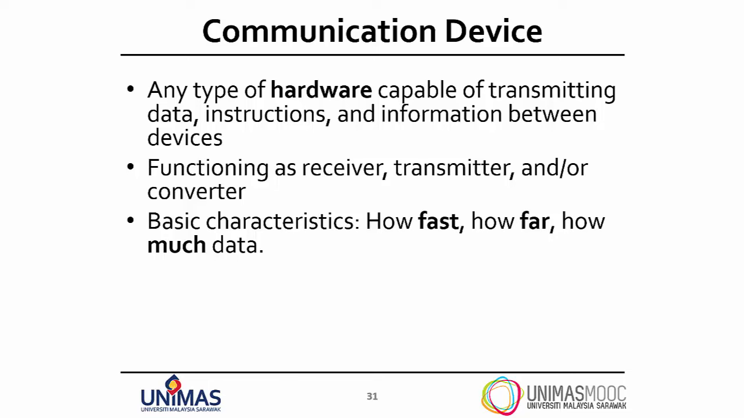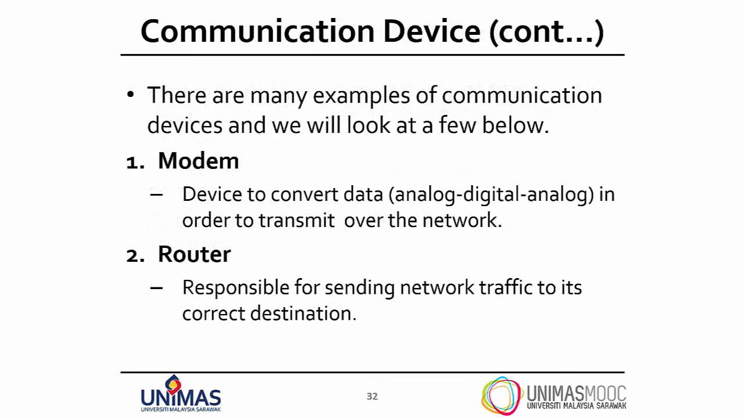The basic characteristics when you talk about a communication device: you usually want to know how fast the device can transfer data, how far you can transfer the data, and how much data you can transfer through these devices. So these are the three characteristics of a communication device: fast, far, and how much data. We're going to look at a few common ones.